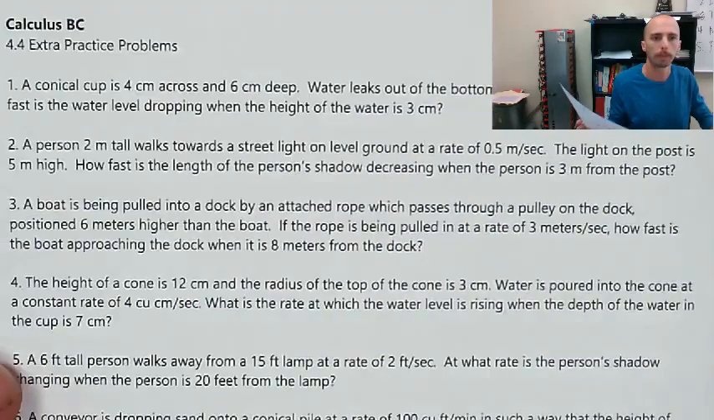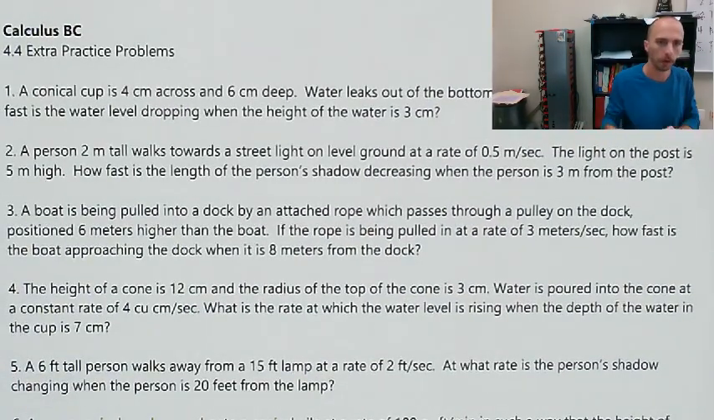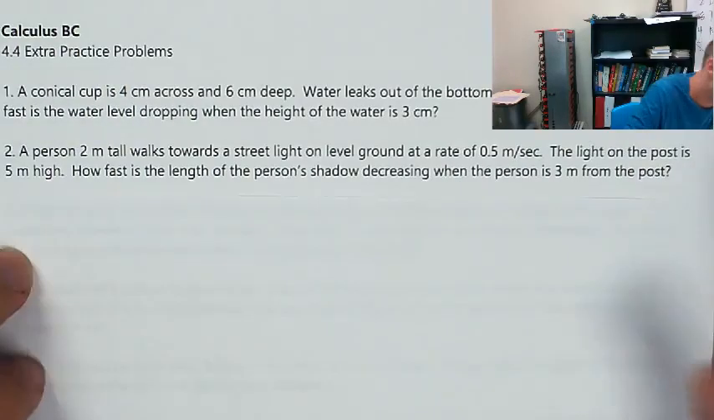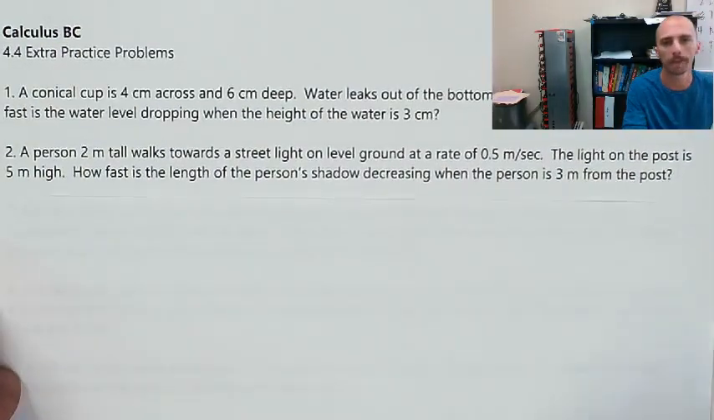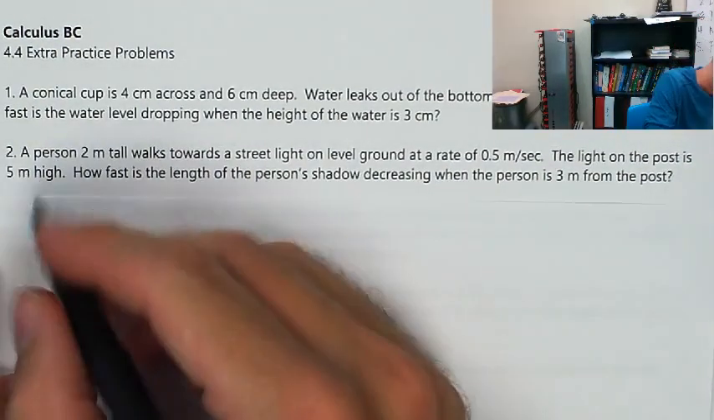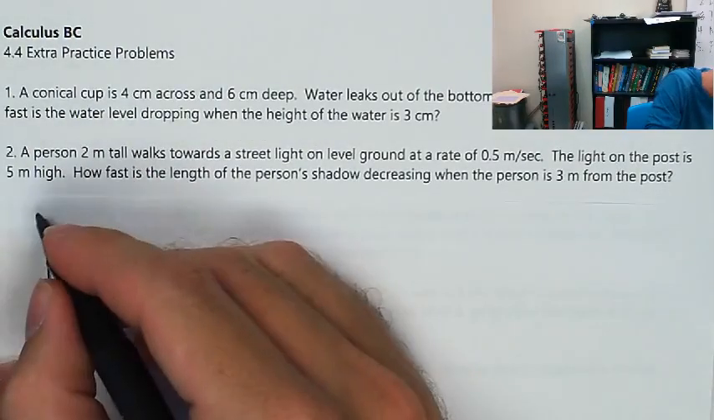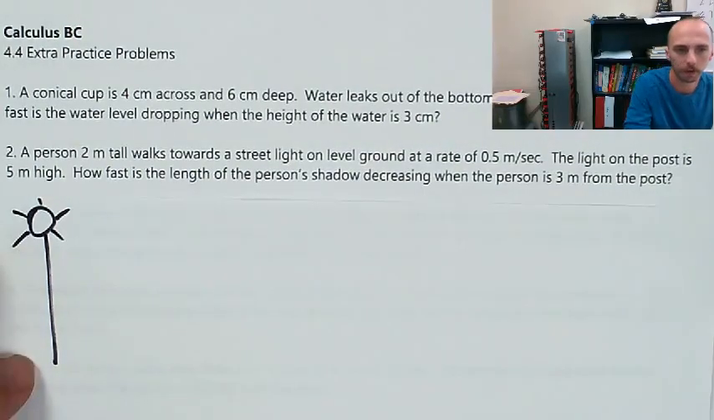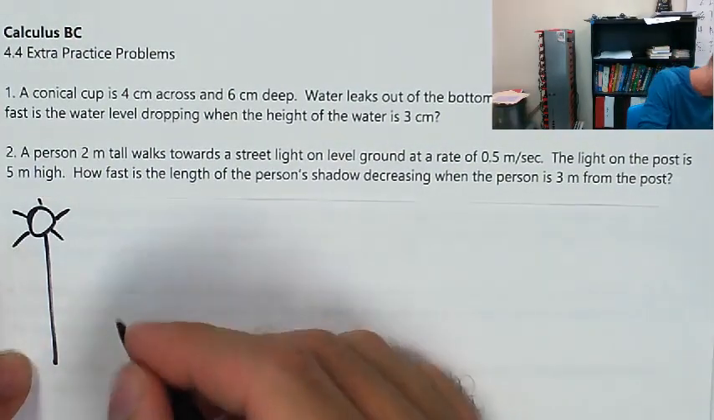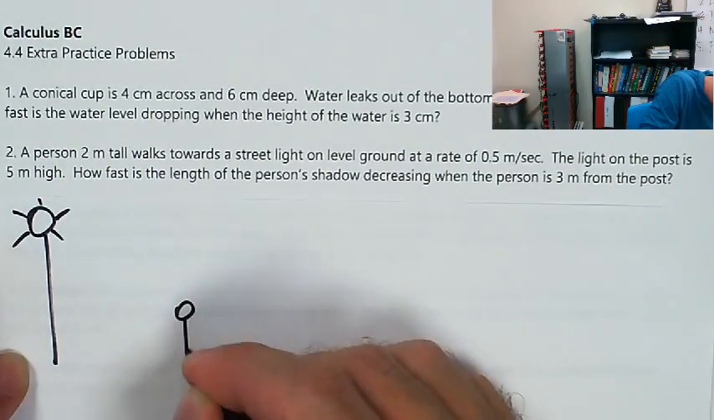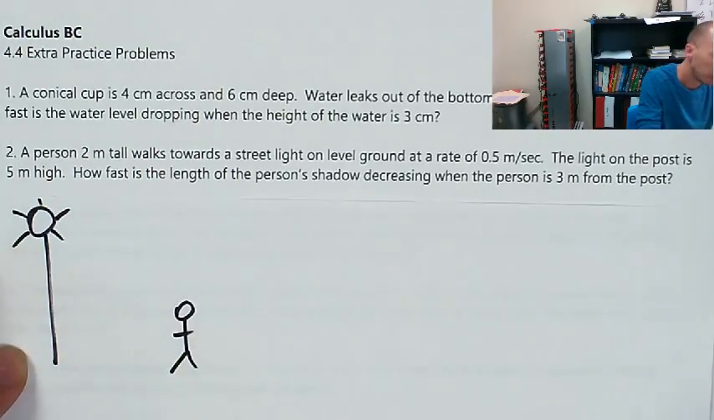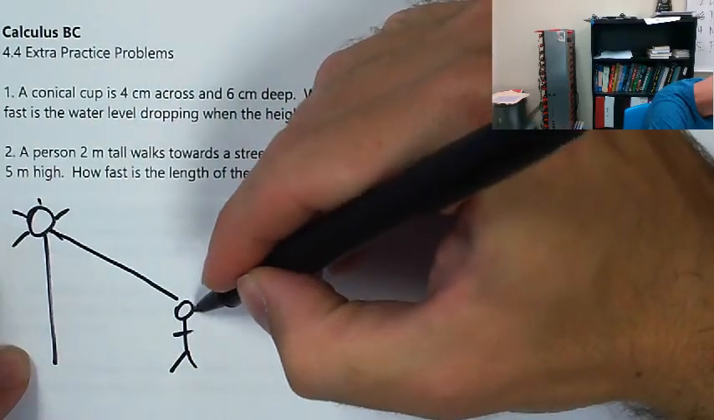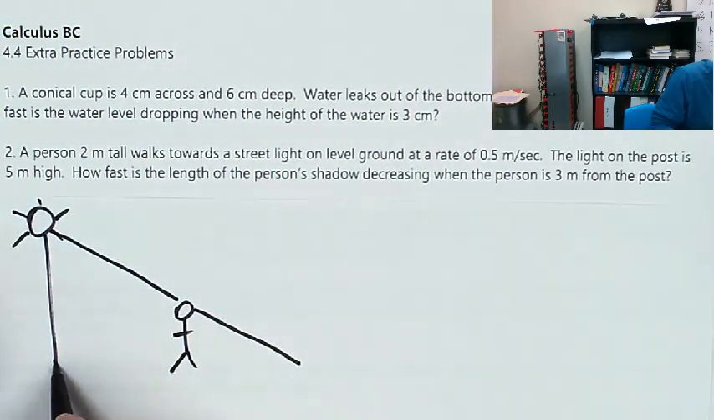Okay, number 2. A person that is 2 meters tall, that's a pretty tall person, walks toward a street light on level ground at a rate of 0.5 meters per second. Okay, with this one, you've got to draw the diagram. This is the street light, sun on a stick, and then there is a person, which is going to be in line with the light.